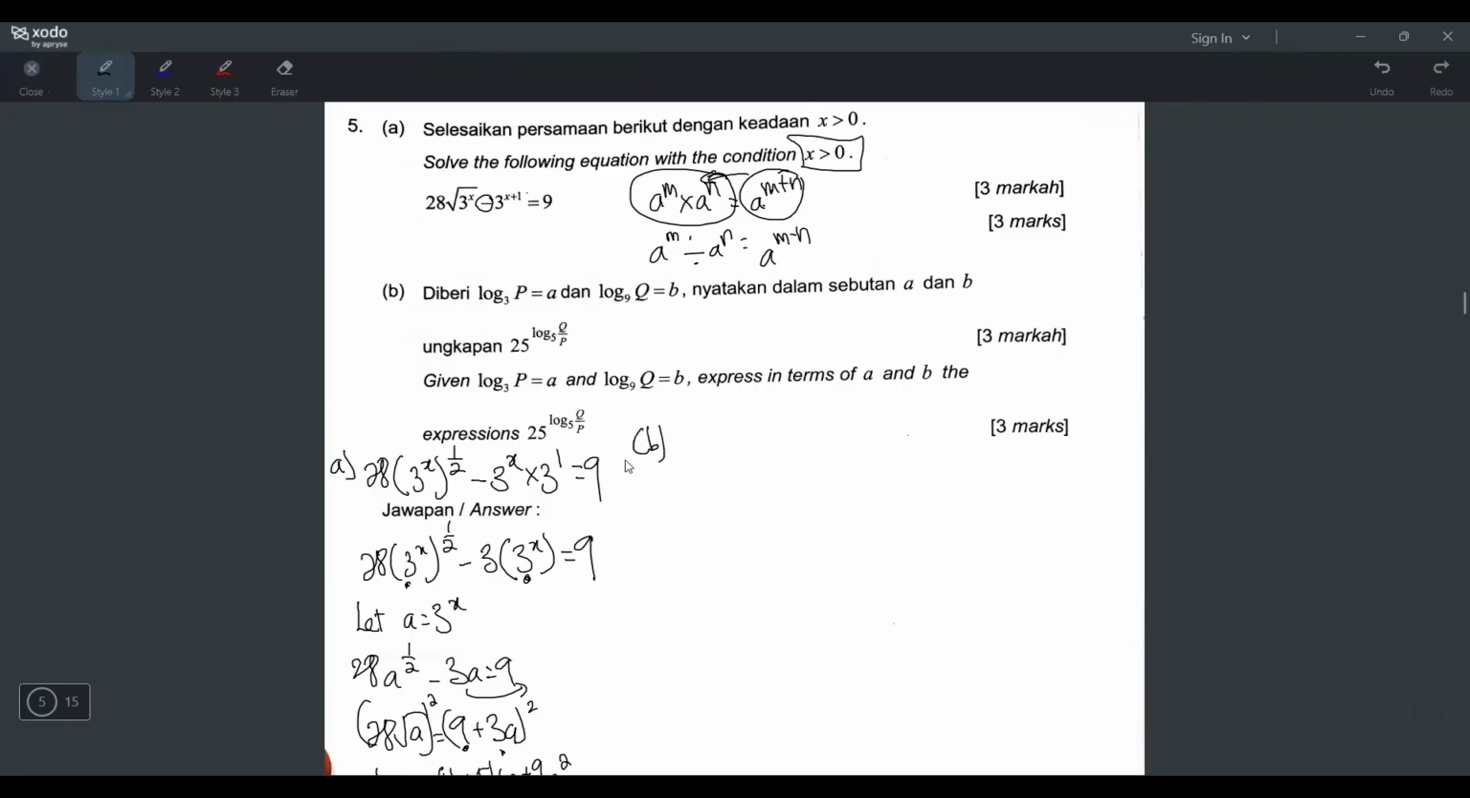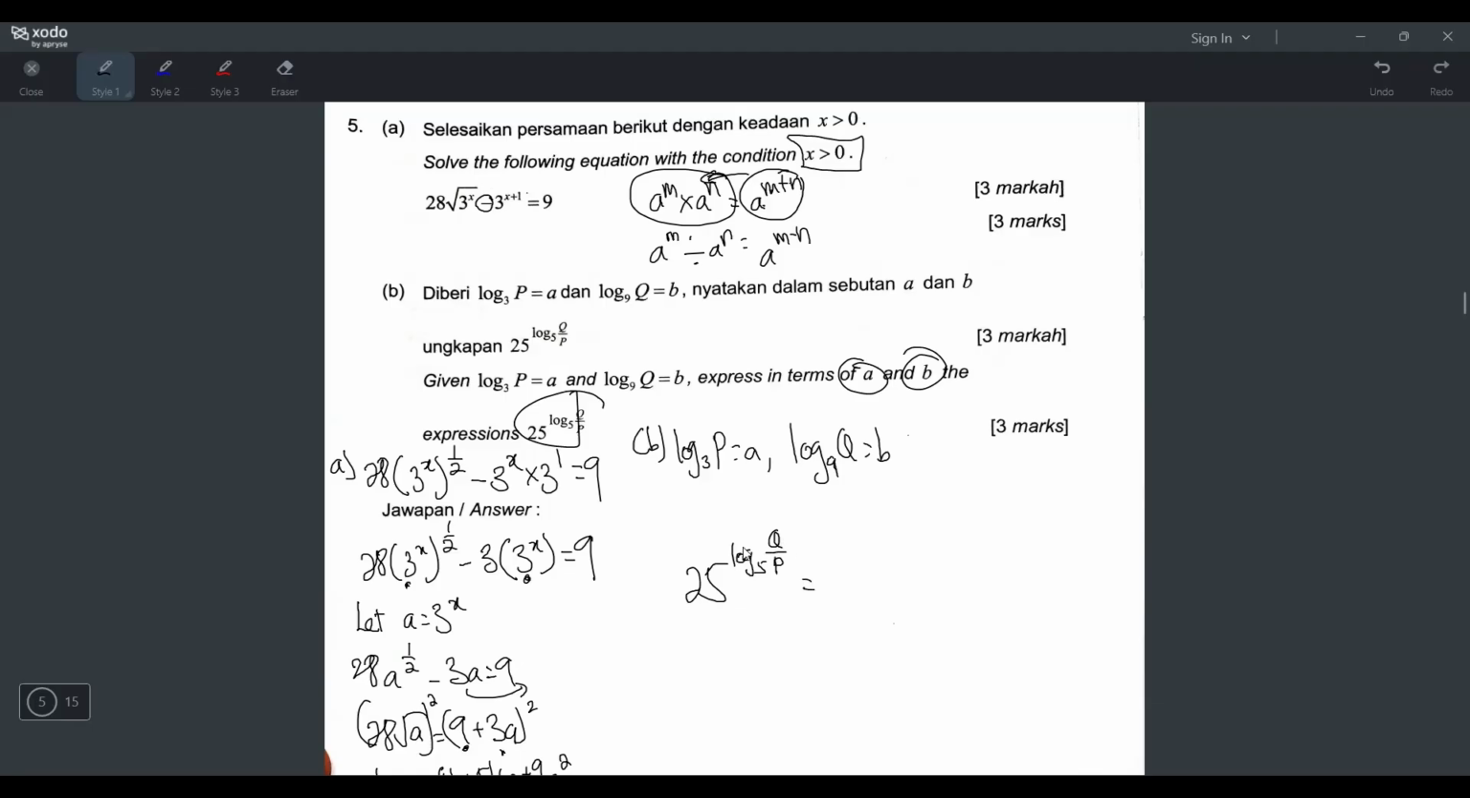Okay, now we do B. So B says what? Log 3P equals A, so this is information. Log 9Q equals B, this is also information. Express in terms of A and B for this expression, which is 25 power log 5 of Q over P.